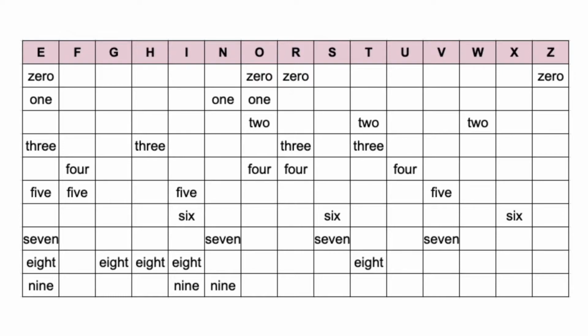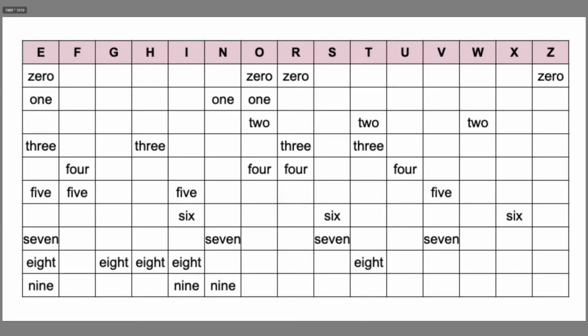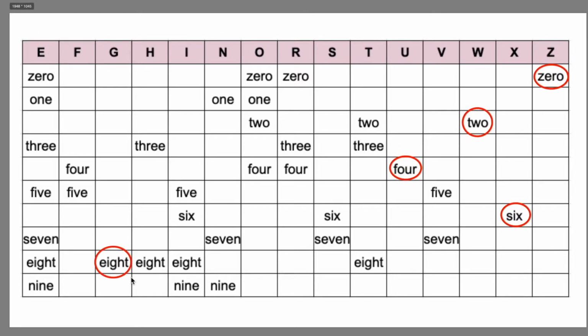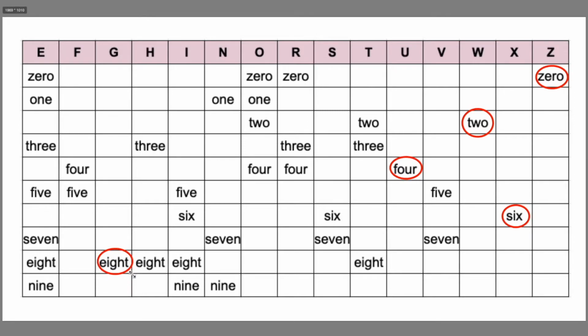Here is a table. I listed all the numbers and letters. It will help you to find the pattern. There are some letters that only exist in certain numbers. For example, Z only exists in 0, X only exists in 6, W only exists in 2, U only exists in 4, and G only exists in 8. By counting how many of these special letters are in the given input, we know how many of these numbers are there. Some letters exist in more than one number.